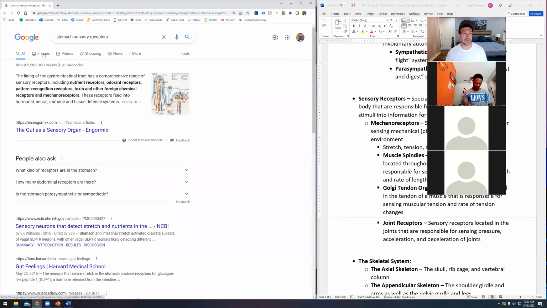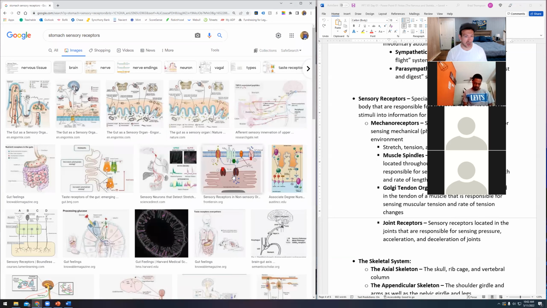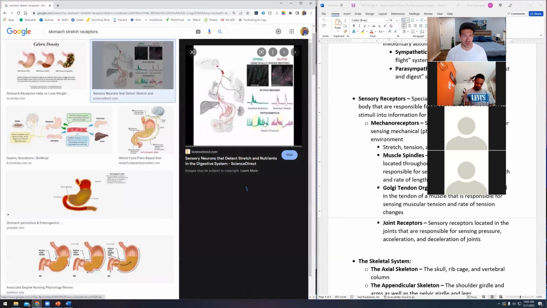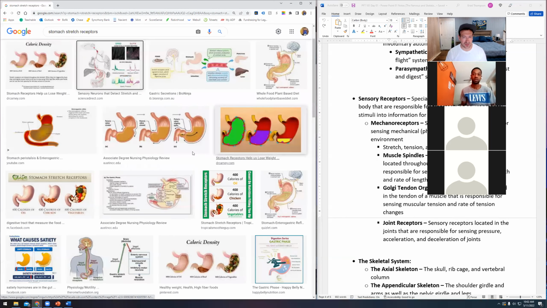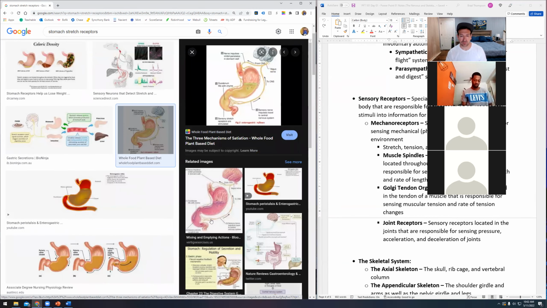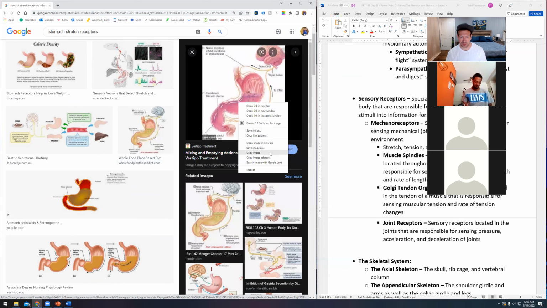You've got sensory receptors in the stomach that are, let me look up stretch receptors instead. Right there at the end. Well, those are, where's the picture I pulled up earlier? There it is. There's a little less pixelated one.